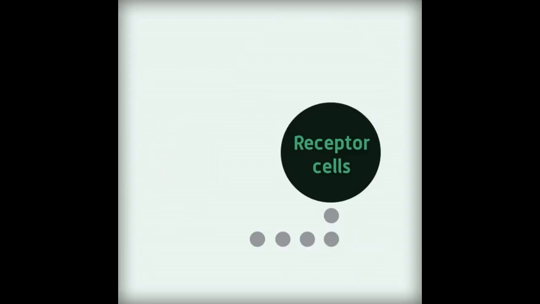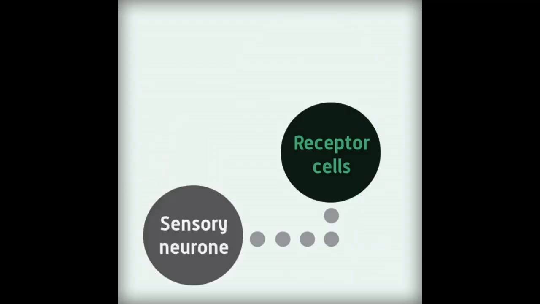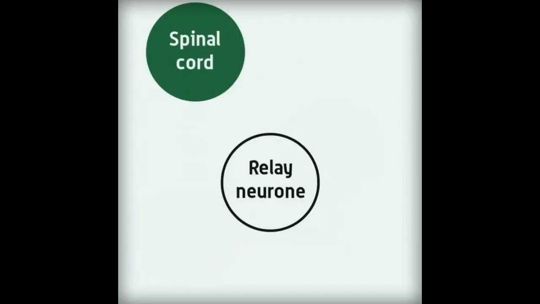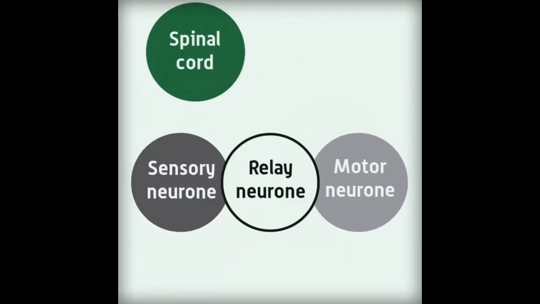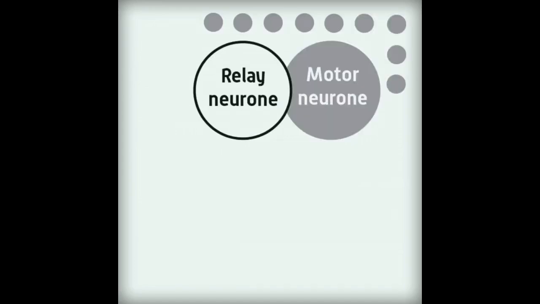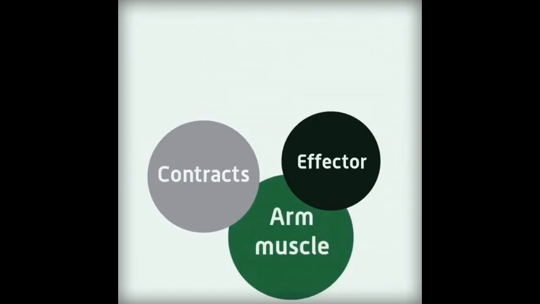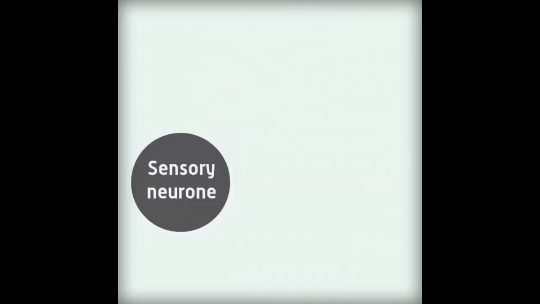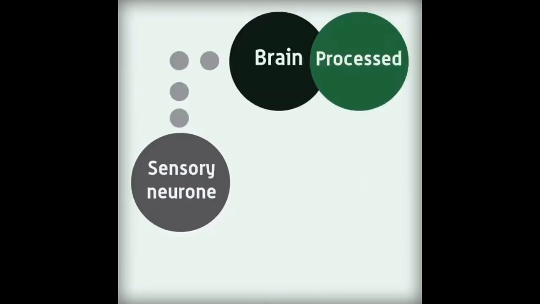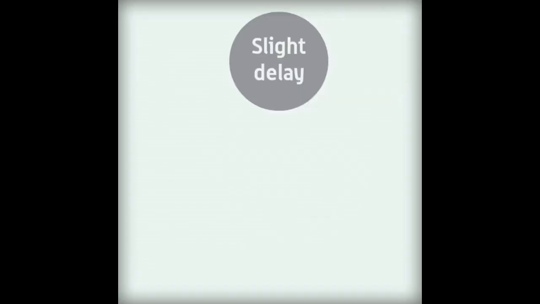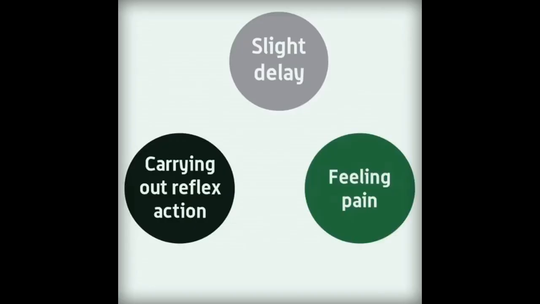Then, an electrical signal or impulse is sent along the sensory neuron to the spinal cord. Inside the spinal cord, a relay neuron connects the sensory neuron directly to a motor neuron. This means that the electrical impulse travels very quickly via the relay and motor neurons to an effector. In this case, the effector is a muscle in the arm which contracts to pull the hand away from the danger. The impulse from the sensory neuron also continues to the brain where it is processed and you become aware of what has just happened. This is why you sometimes notice a slight delay between carrying out a reflex action and feeling pain.